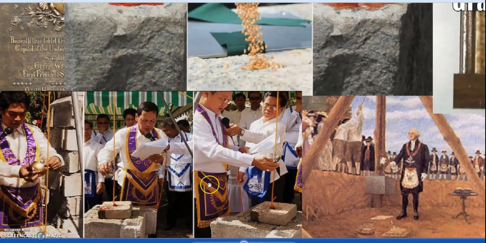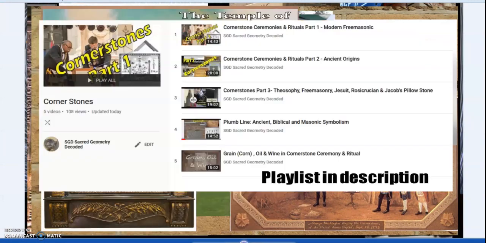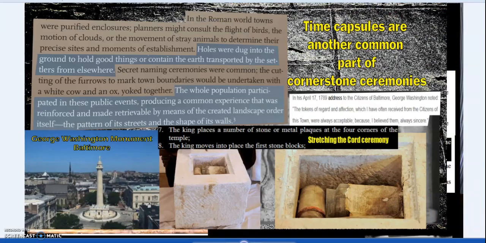And even there's the legacy of ancient traditions that have sort of never really been lost. Playlist in the description to cornerstone ceremonies, plumb lines, grain or corn, oil and wine as well. These are also throughout that series. For instance, the Bible is full of what would just now be called Masonic information, or occult, but it's biblically based, and it can actually be traced back to at least the Temple of Solomon, King Hiram, or Hiram Abiff, and these legends that go around there.